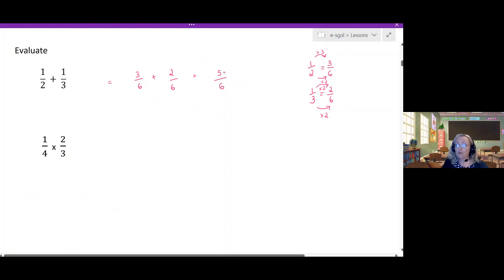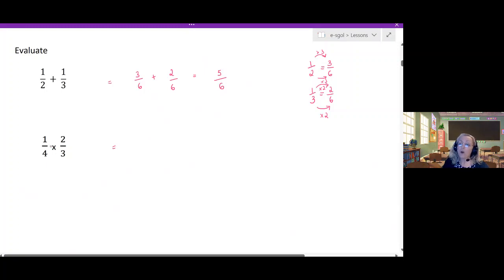So the rule with fractions is they must have the same bottom number, the same denominator, and then you just add the numerators, the top. Now, when it comes to multiplying fractions, it's a different rule. The rule when you multiply fractions is you just multiply the top and you multiply the bottom. So multiply the numerators and multiply the denominators.